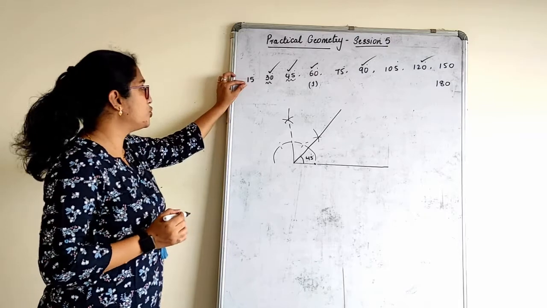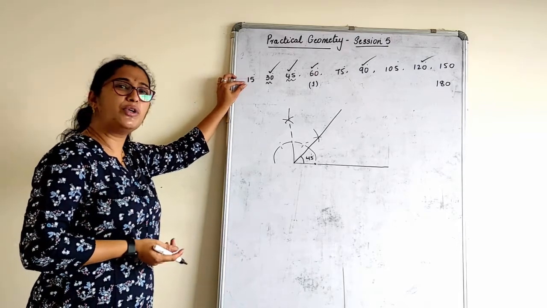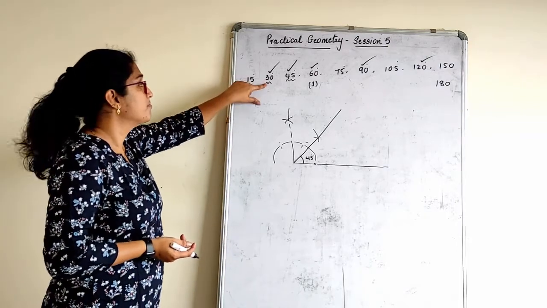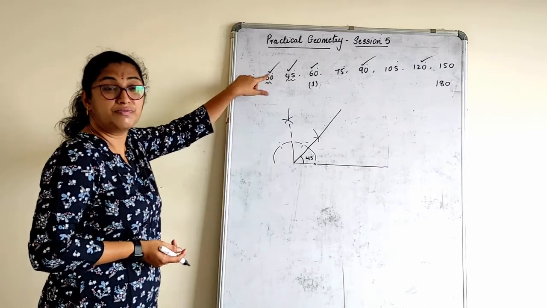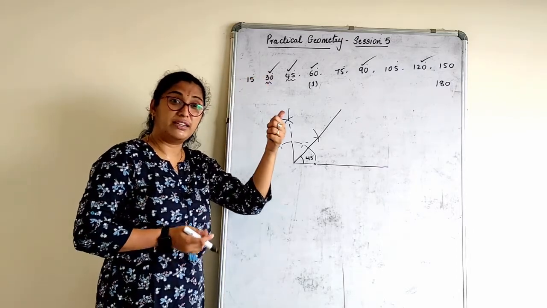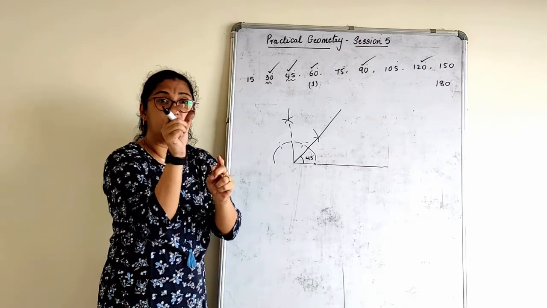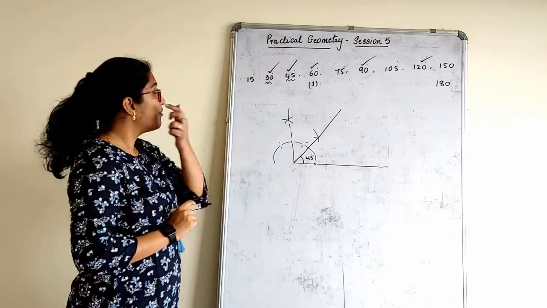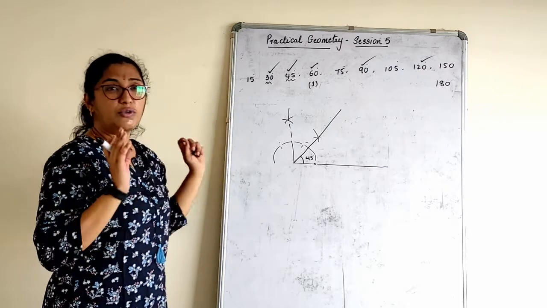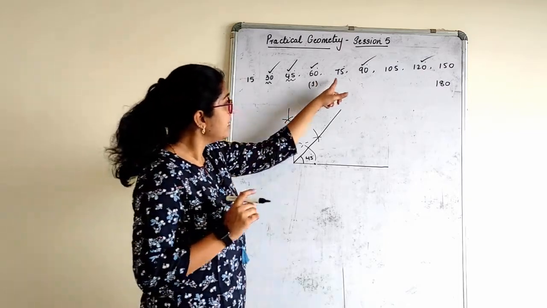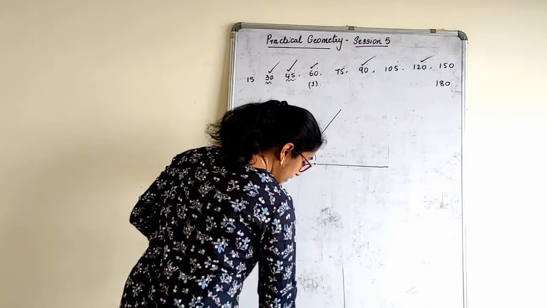15 degree I will not show you because it is not required, we don't do it. But how do you construct 15 degree, tell me? Half of 30 is 15. That means first you construct 60 degree. With that bisector you construct 30 degree. With that smaller part you construct 15 degree. We have not come across 15, but that is how you go for 15. Right? Let's go for these major bigger angles now.